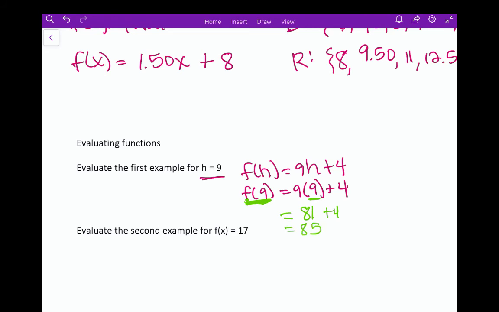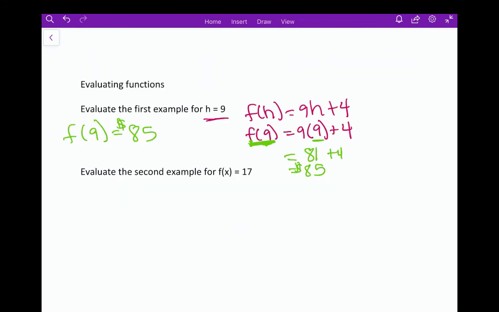Now, what does that mean? h was hours. So if she works 9 hours, then she makes $85. Again, that's the value of the function. So the value of the function at 9 is $85.